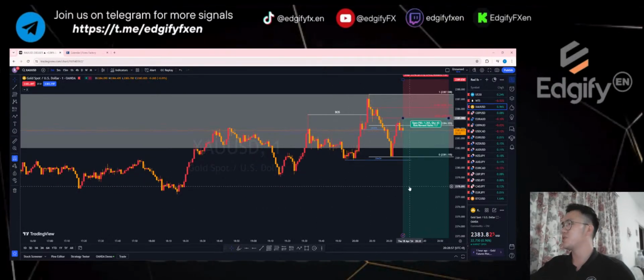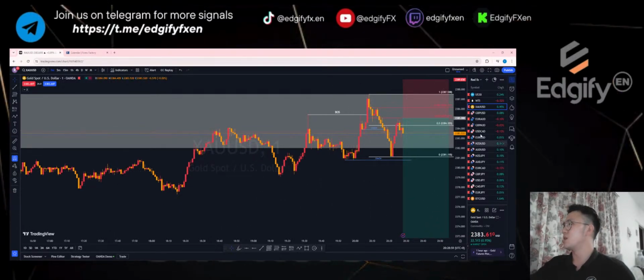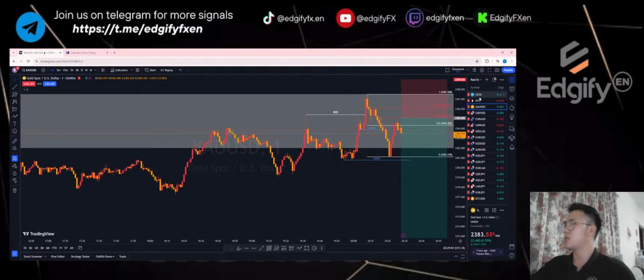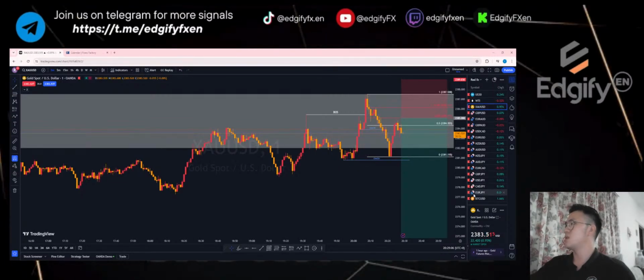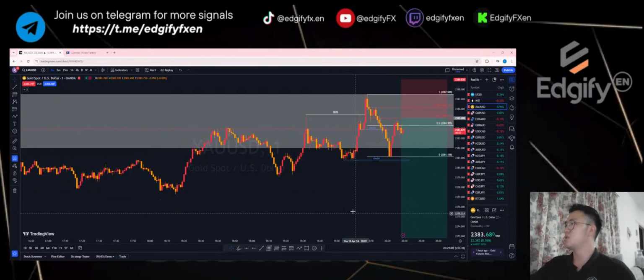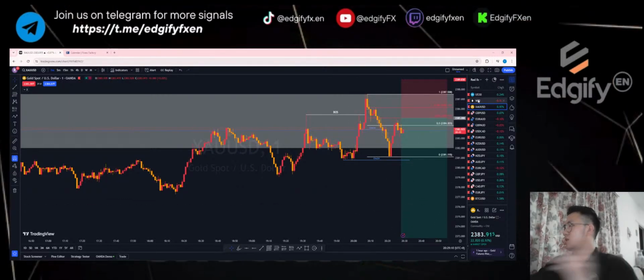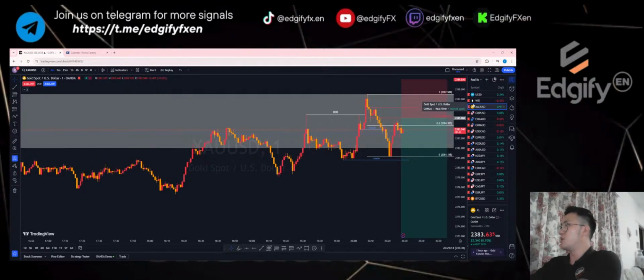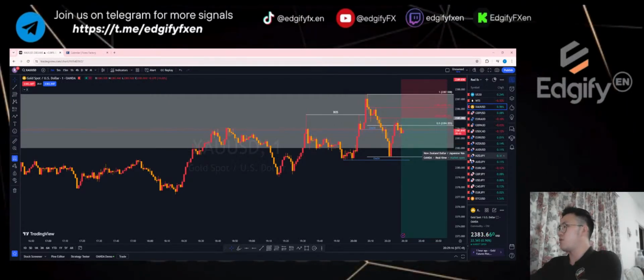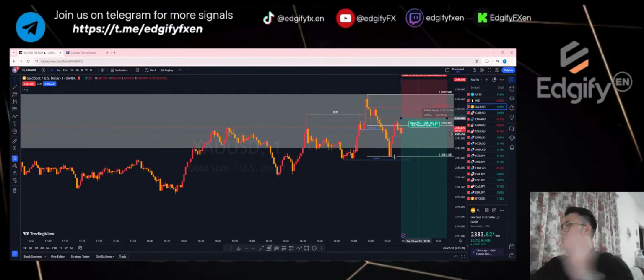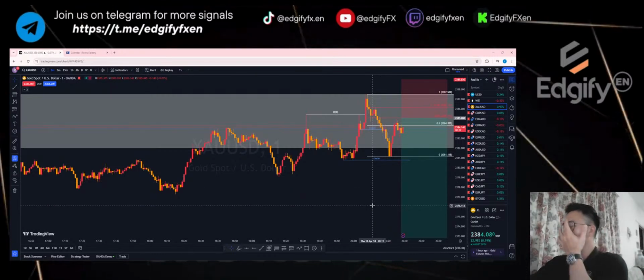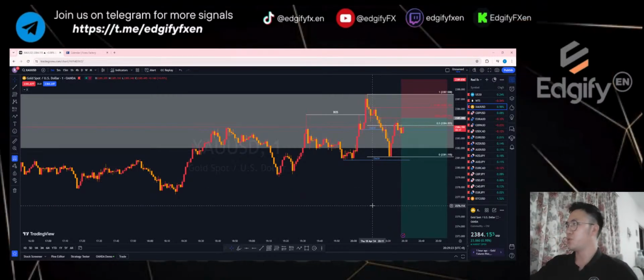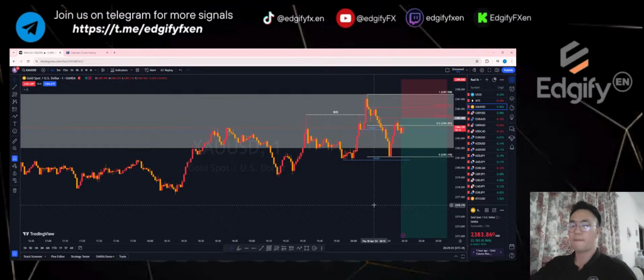This strategy I've been using since quite some time already. Not only on gold, but I've been using it on currency, WTI, US 30, BTC. You still can use it, right? If you look at this one here, all these red marks are the pairs that I'm looking for. But mainly I'll be looking at gold and also GBP USD, WTI and US 30.